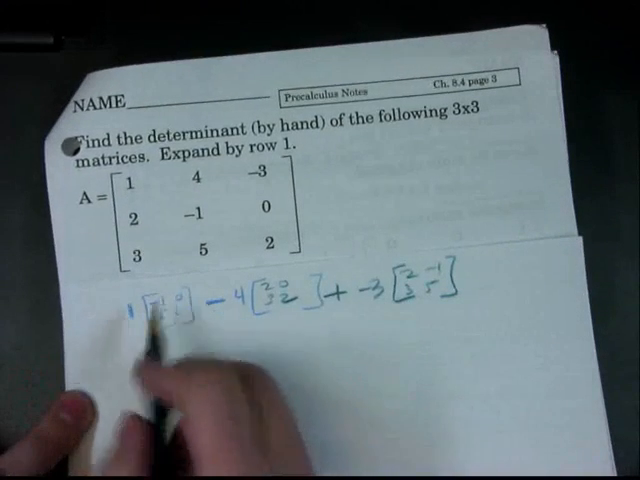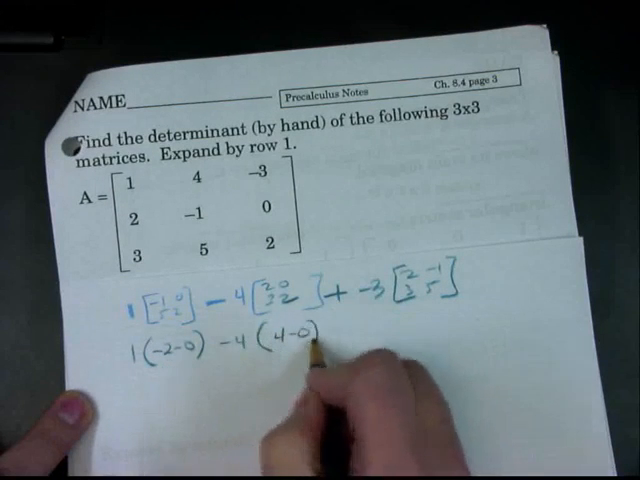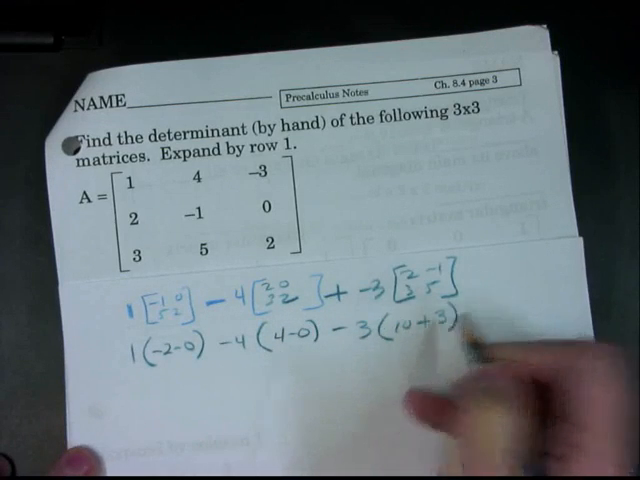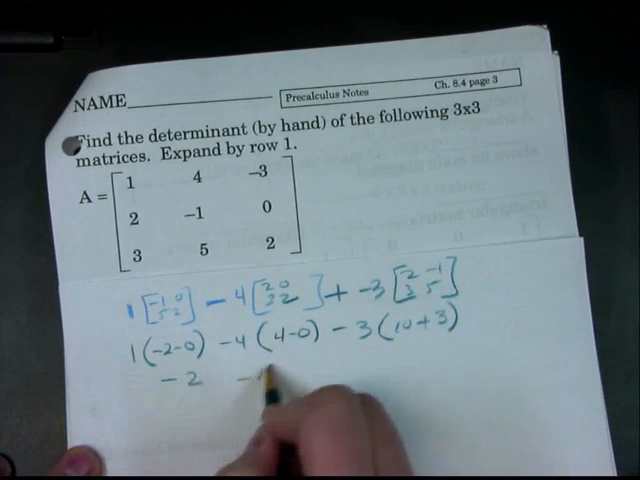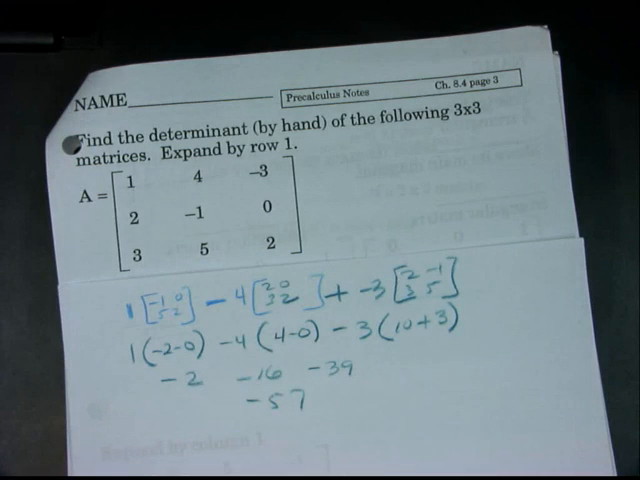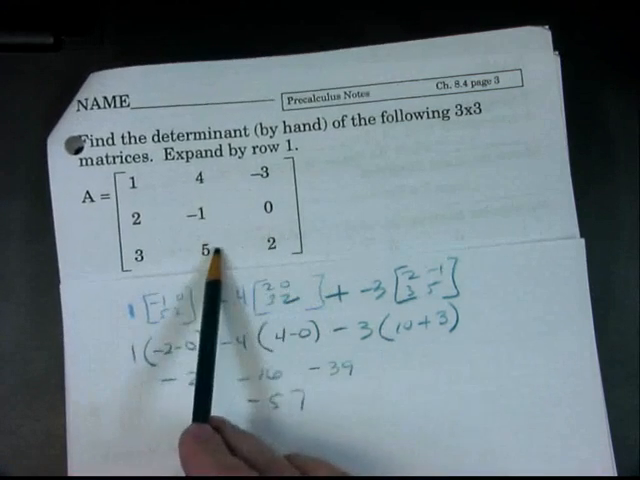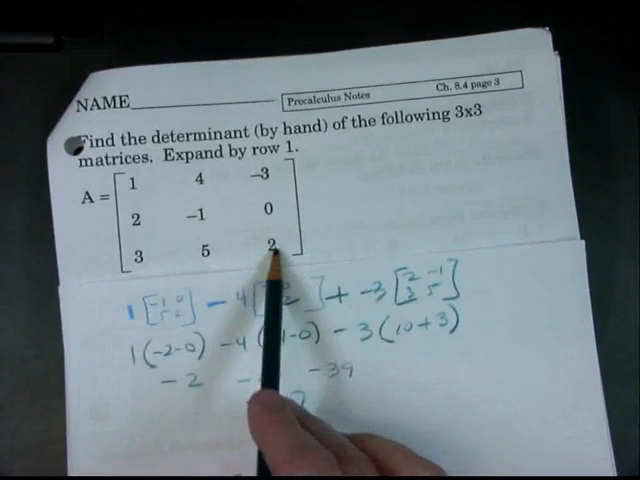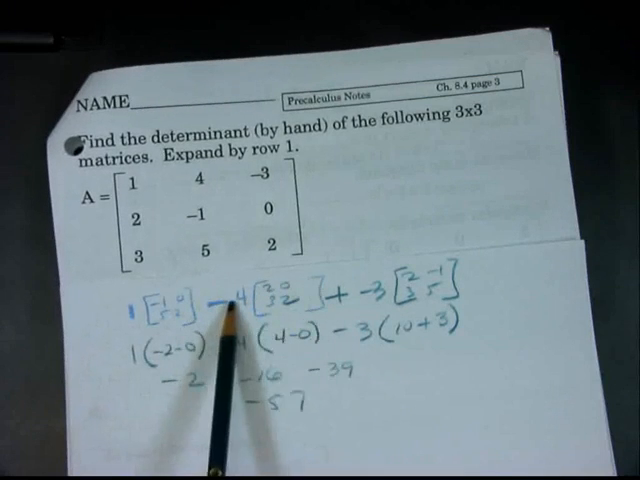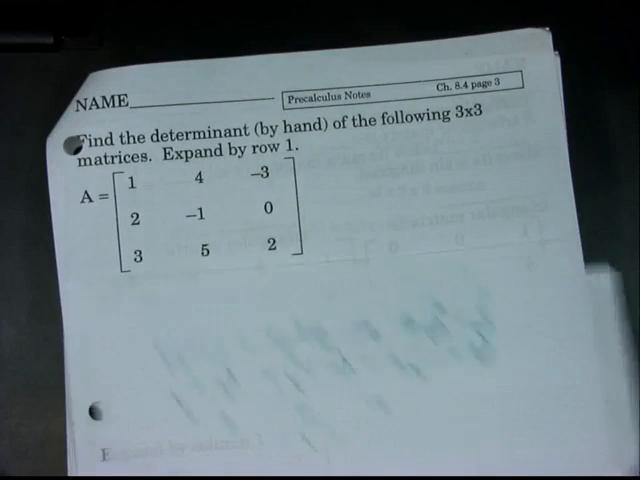So the determinant of this is 1 times -2 subtract 0 minus -4 is 4 minus 0 minus -3 is 10 plus 3. So here I get -2 minus 16 minus 39 for -57. So you take the first term, multiply by the determinant of the leftover, second determinant of the leftover, third. Remembering that you're keeping the sign of the first one, you're taking the opposite sign of the second one, keeping the same sign for the third one.